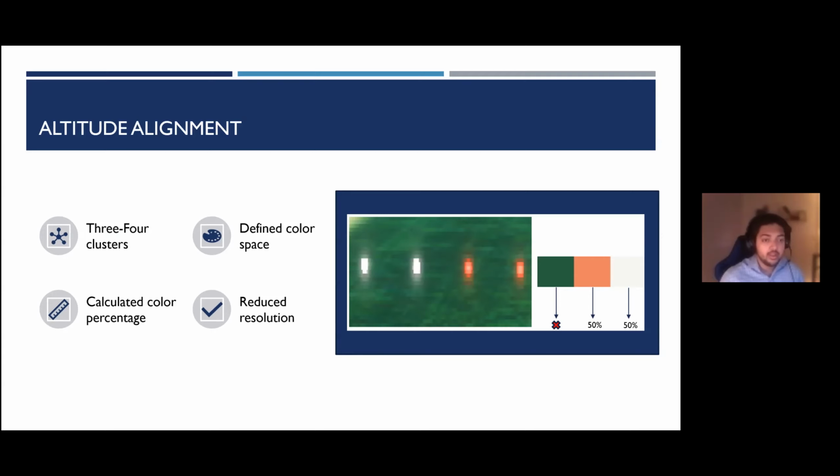However, you can see the red tends to go a little pinkish or orangish, depending on the angle of the photo, time of day. So this color space needs to be properly defined so that we can characterize only the lights and not things in the background.